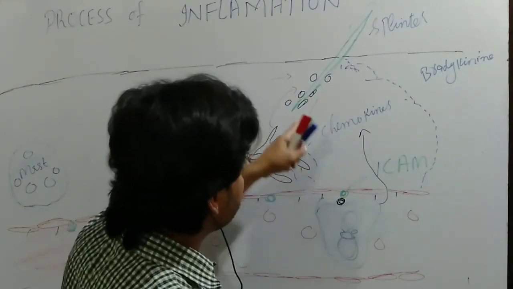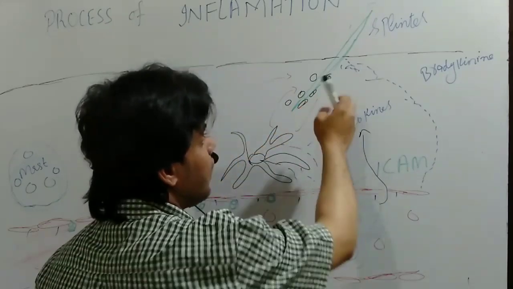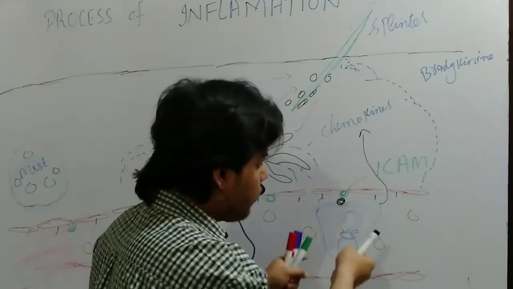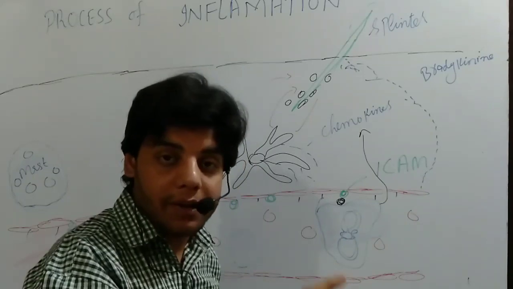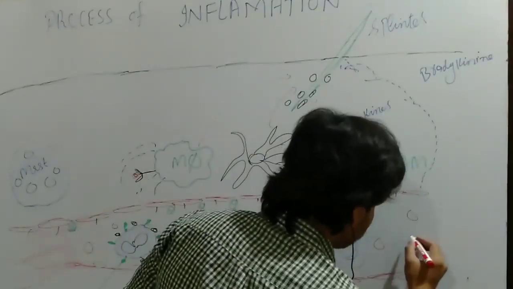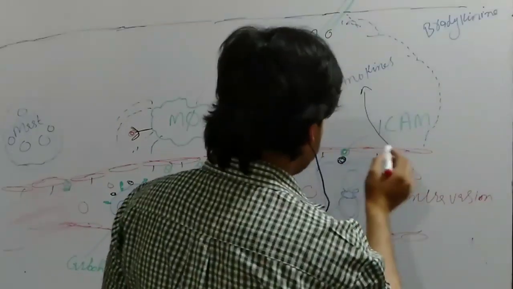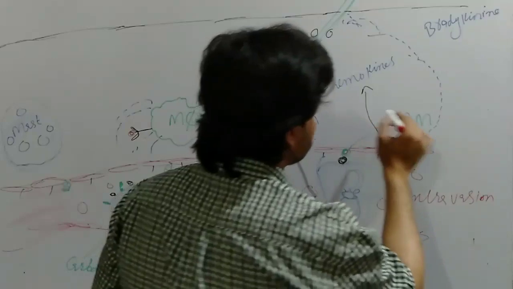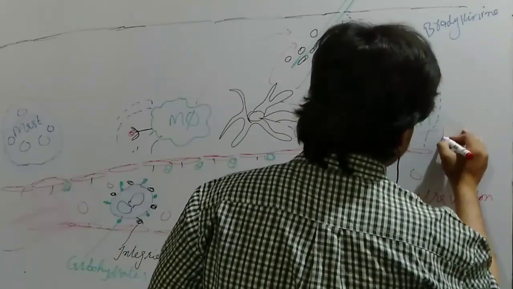Once it passes from that area and reaches the tissue, when the neutrophil is passing, we call that property diapedesis, and the process is known as extravasation. So let me write extra. This property is known as, whenever they are squeezing, we call that diapedesis.